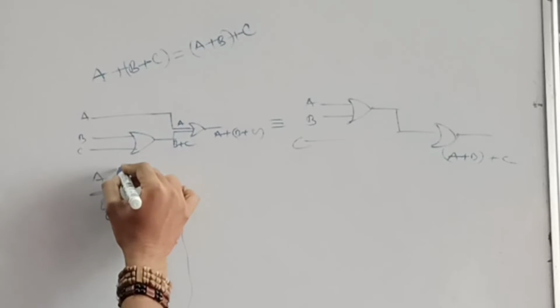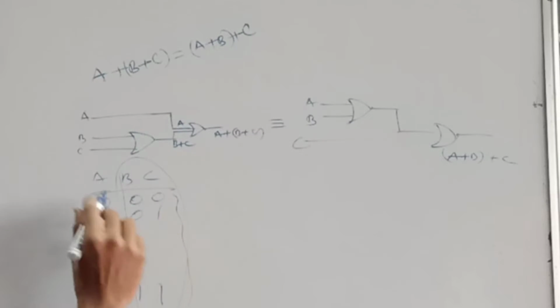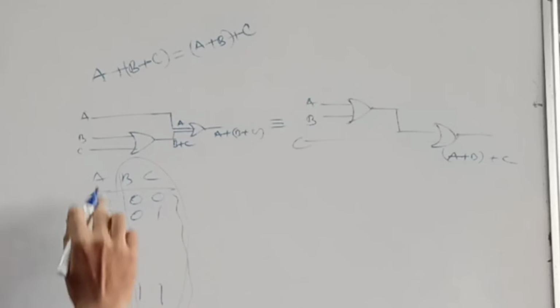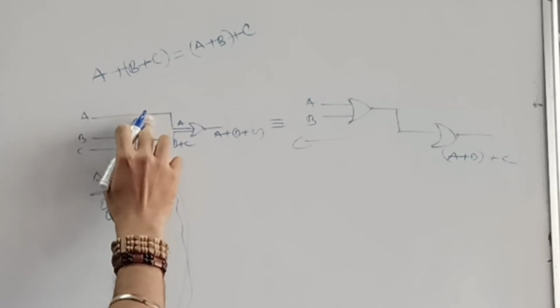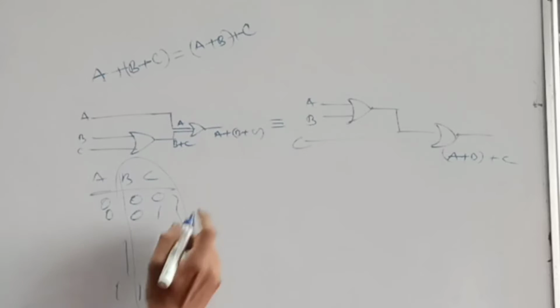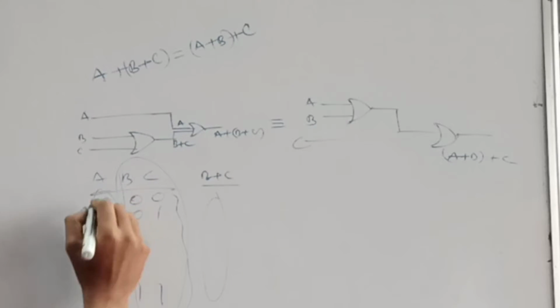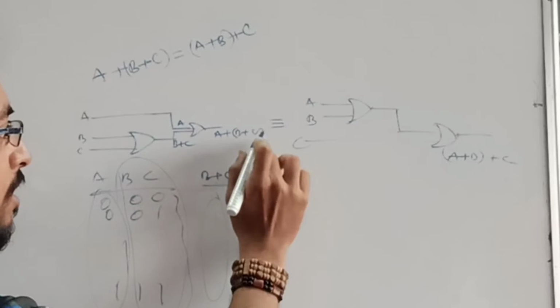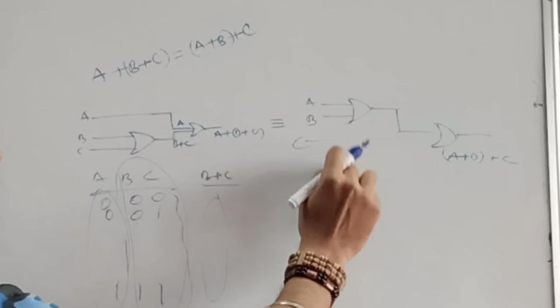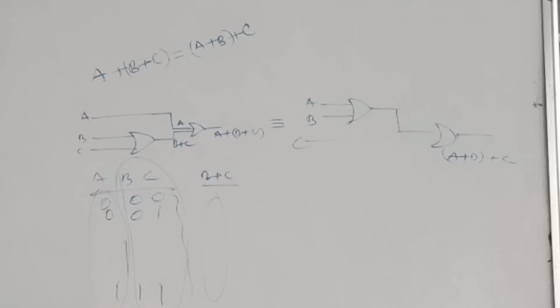So first you do the OR operation of B and C here, then do the OR operation with A. Whatever the output that you get here is B plus C. With this output you do another OR with A, and you will get this output. Similarly, first you do the OR operation of A and B, and then with C, you will get the same output. This is a simple one.